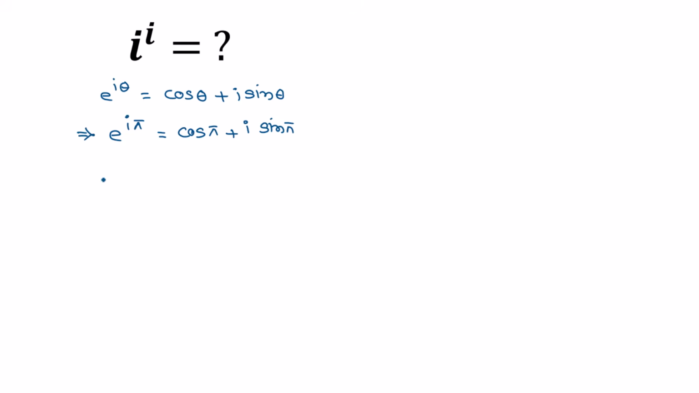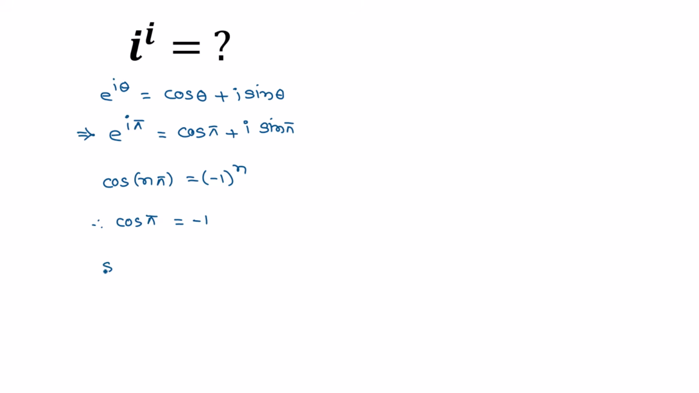Now, cos of n times pi, this general value is -1 to the power of n. So when n is equal to 1, we get cos of pi is equal to -1 to the power 1. So this will be -1.